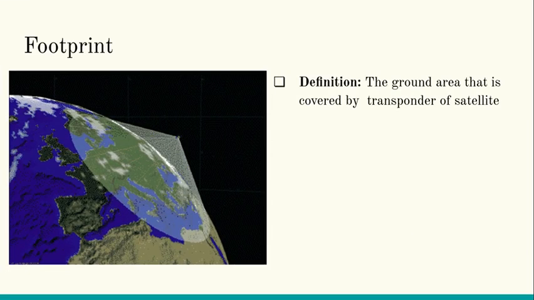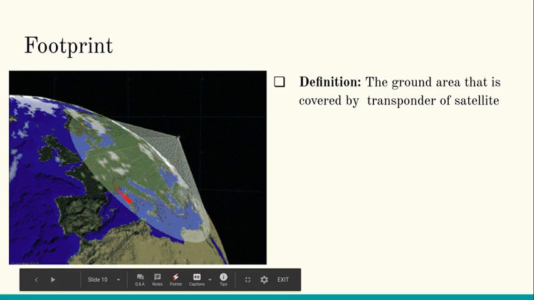Footprint is the ground area that is covered by the transponder of a satellite. So you can see, if this is a satellite and this is the area that its transponder can communicate with, then this is called the footprint of the satellite.